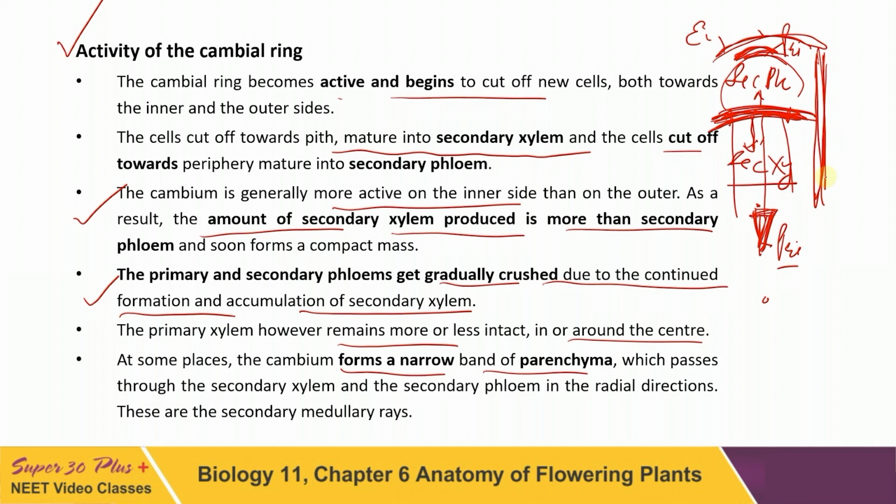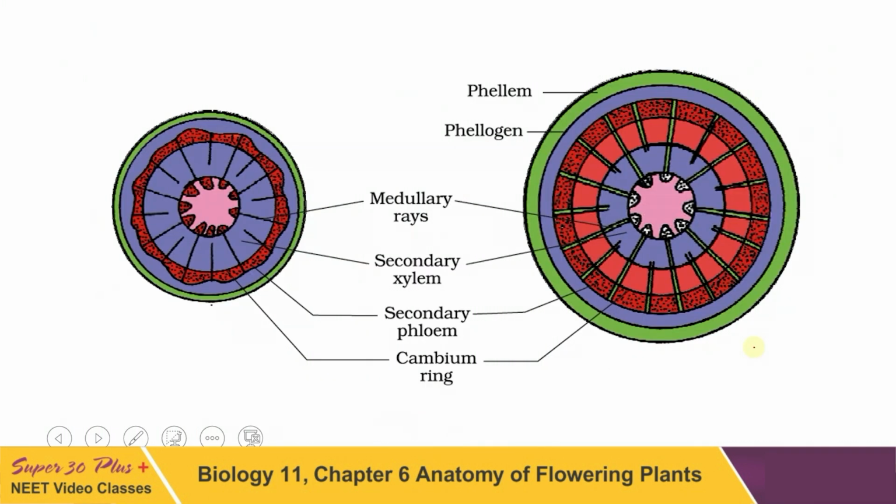They remain parenchymatous, and that is the secondary medullary ray. That will make the secondary medullary ray. Now you can see here, what is this? This is the cambium ring. You are seeing the cambium ring is this one. This is the secondary xylem, which is more in amount, while outside that will be the secondary phloem.